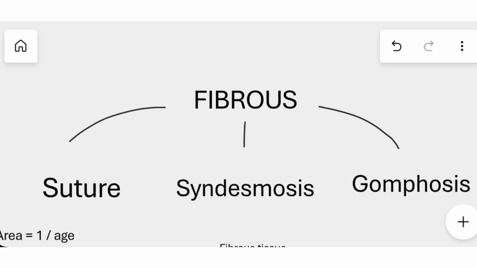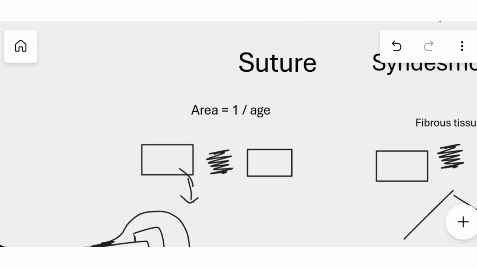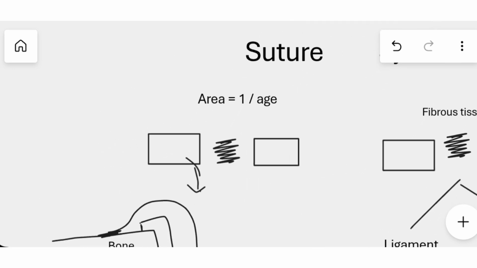So this is about the fibrous joints. Fibrous joints are further divided into three types: suture, syndesmosis, and gomphosis. Now let's see suture. The basic structure is the same. There are two bones, and in between them there's fibrous tissue. Another point is that the area of the suture is inversely proportional to age. When I say suture, it is a fibrous joint, so it will be in the skull, because fibrous joints are the skull type joints, and it is also synarthrosis, so there will be no motion.